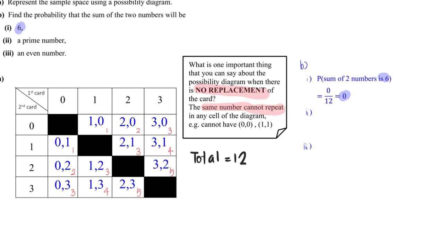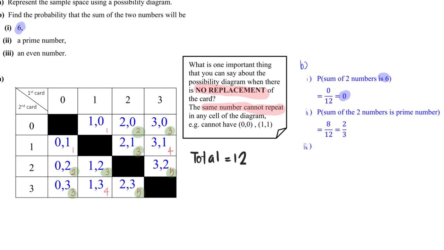For part 2, a prime number sum would entail that the sum is either 2, 3 or 5. So I'm going to highlight them and I can see that there is 1, 2, 3, 4, 5, 6, 7, 8. That's why the answer is 8 over 12, which is 2 over 3 in simplest form.